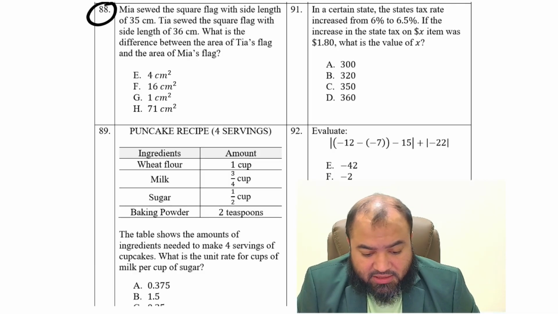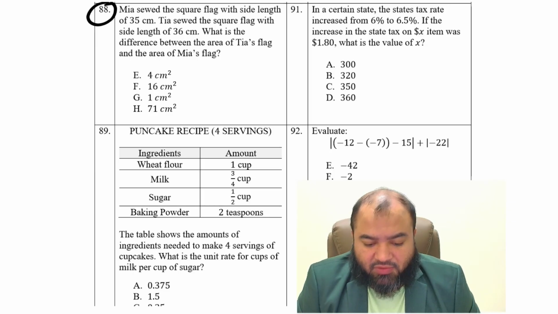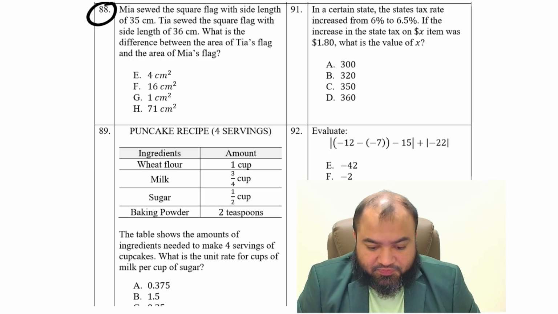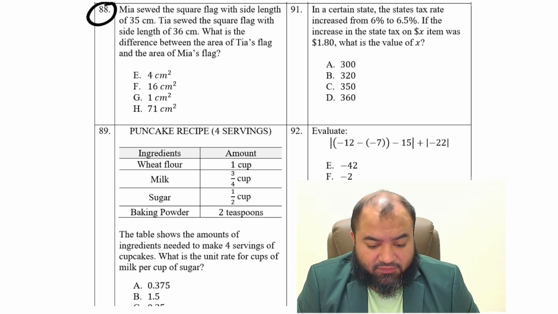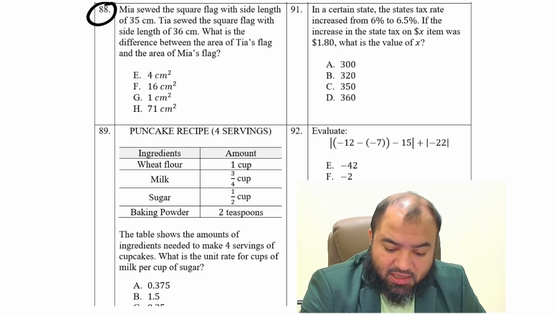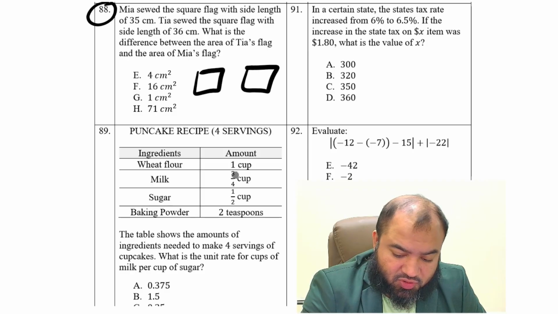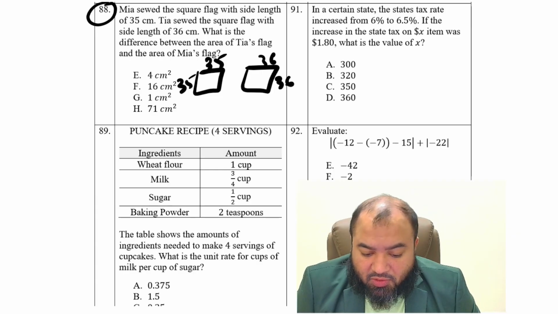Now, number 88. Mia showed the square flag with side length of 35 centimeter. Tia showed the square flag with side length of 36. Okay, they have their own square flag. So this is 35 by 35. The other one is 36 by 36 centimeter. What is the difference between the area of their flags?